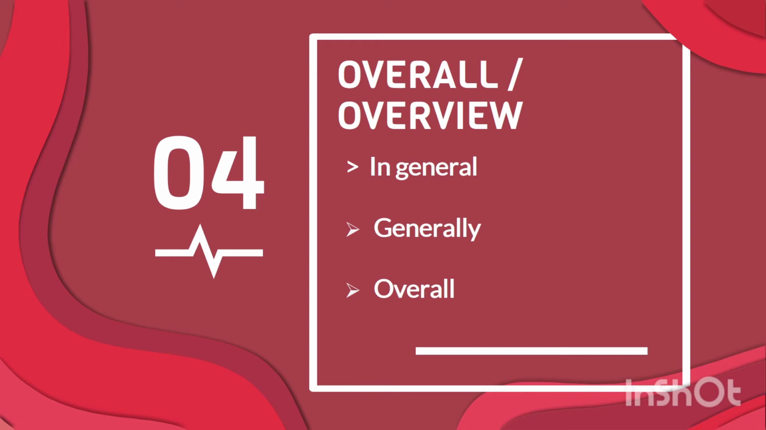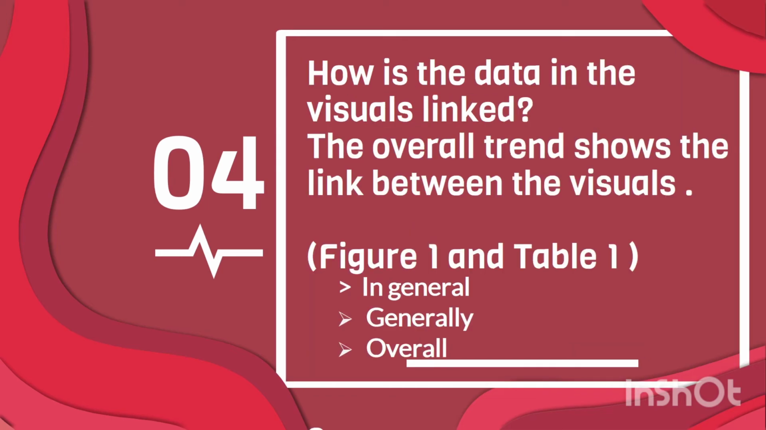So you have to look at the elements, at the slides. How is the data in the visuals linked? Okay, the data, how are you going to link it? When you want to link, you have to have the four elements. You need to have time frame, key feature, data, and trend. So from the data that you have got from the visual, what connections are you going to make? You're going to observe the data from figure 1.